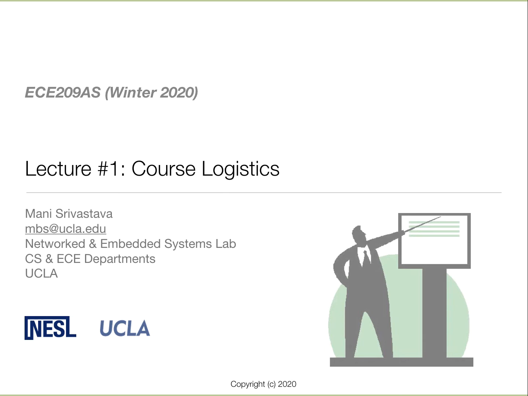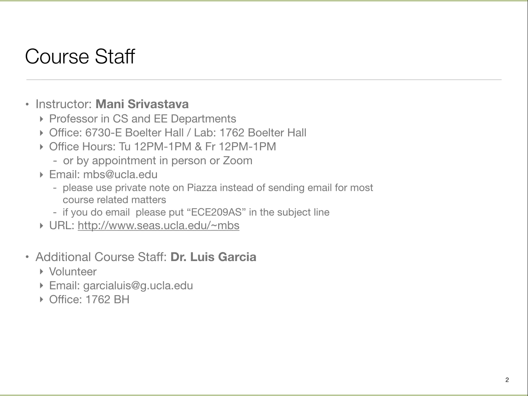So as usual, I'll spend the first 30 to 35 minutes or so going over some of the course logistics. This is my contact information. I'm in this building. Many of you have taken my courses before, so you know where to find me. Oftentimes we'll meet in my lab, which is 1762, the southwest corner of this building on the first floor.